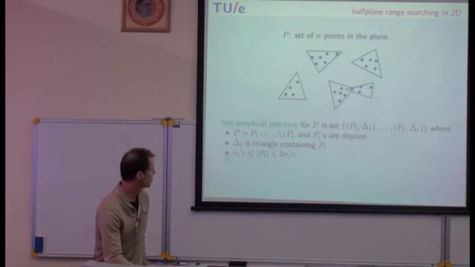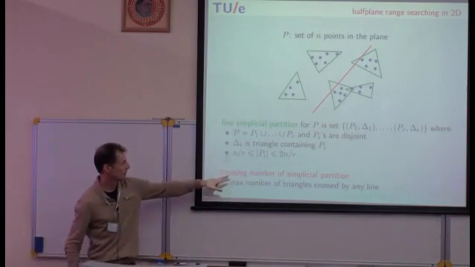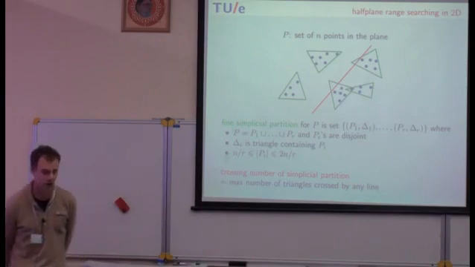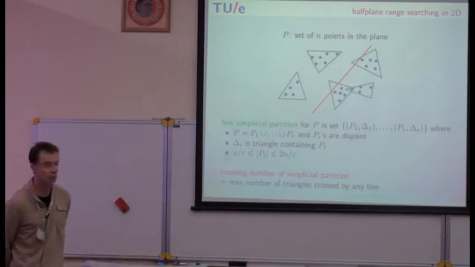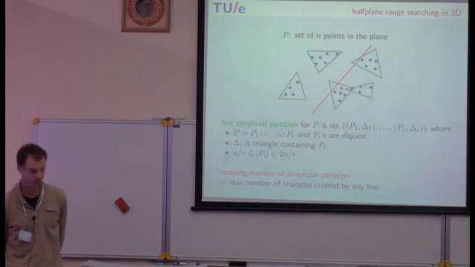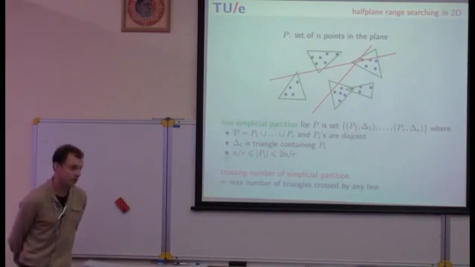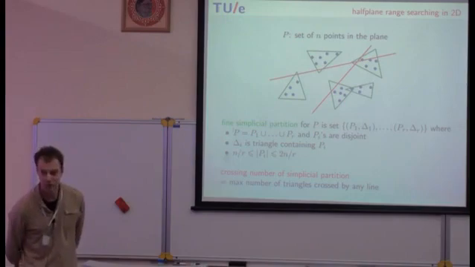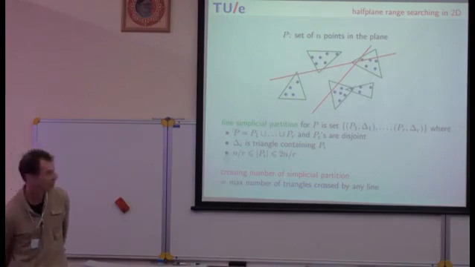So this is what is a simplicial partition. And now the crossing number is the maximum number of triangles that you can cross by any line. So here, this line, for instance, intersects 2 of the triangles. This line intersects 3 of the triangles. But I think that actually there's no line here that intersects 4 or 5 triangles.